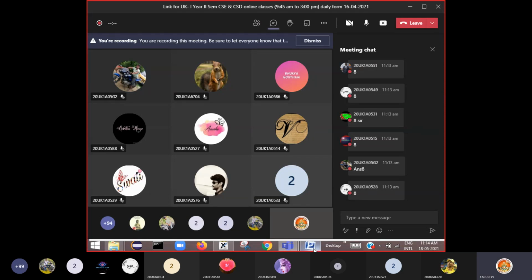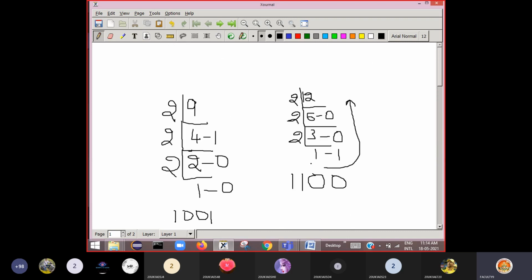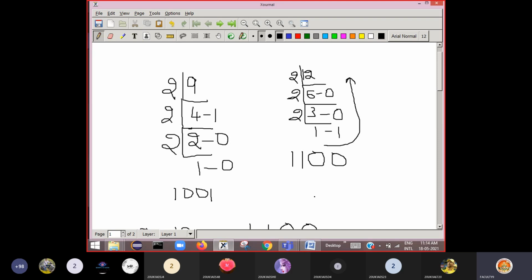So binary to decimal, that means you need to multiply each digit with powers of 2. 2 power 0, 2 power 1, 2 power 2, 2 power 3, like this you go on writing increasing powers of 2 and multiply each bit with this. Okay, so then you will get the equivalent decimal number. To convert a decimal number into binary, you have to go on dividing the number by 2 and write the remainders from bottom to top.